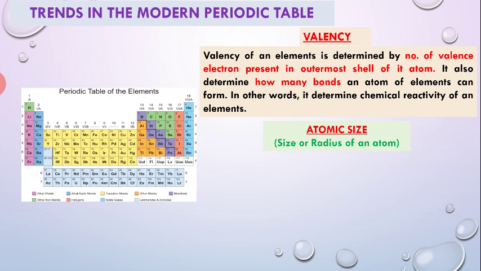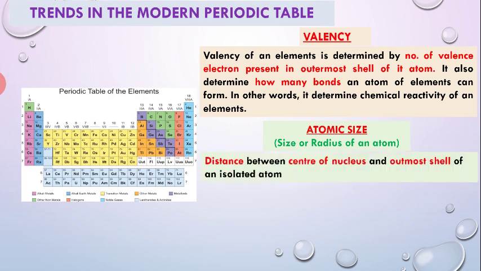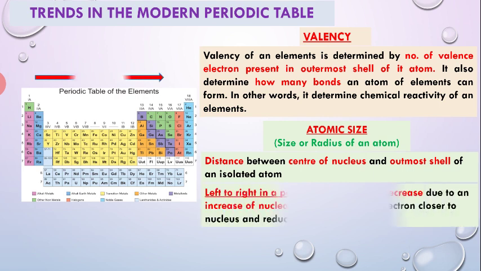The size of atom, or the radius of atom, can also be called atomic size, because every matter has size. Therefore atomic size means size of atom or radius of atom. The distance between the center of the nucleus and the outermost shell of an isolated atom is known as the atomic size.